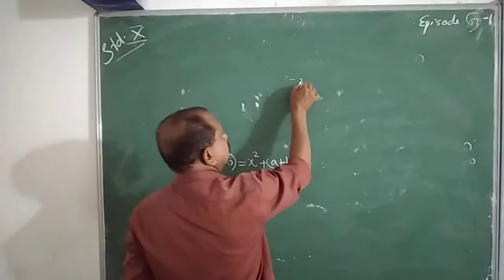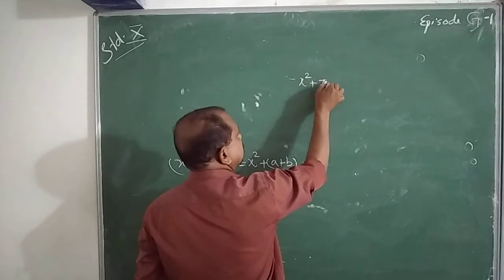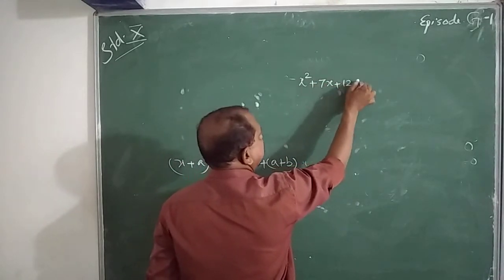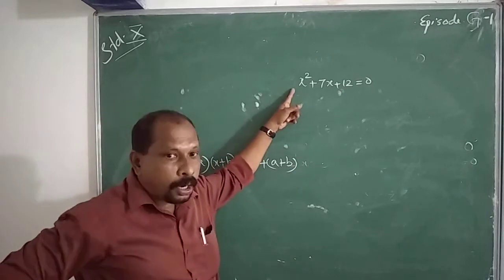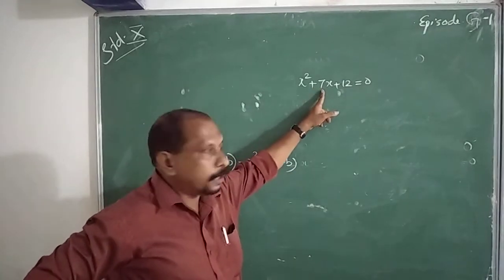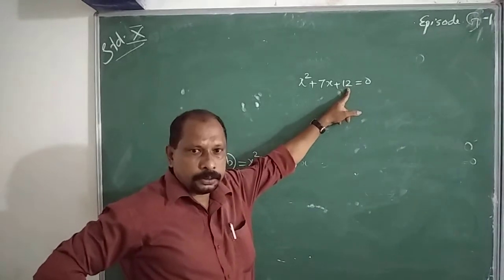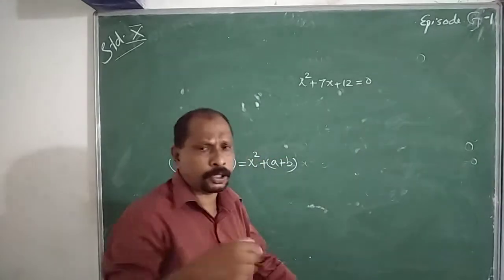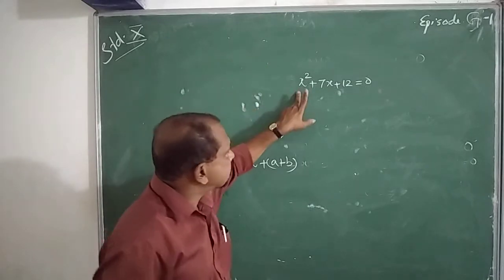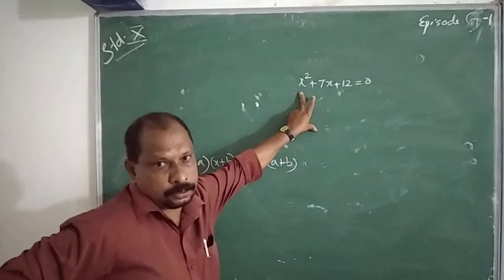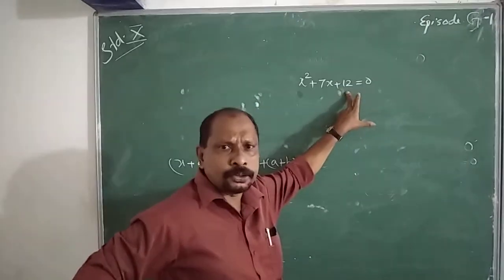That is x square plus 7x plus 12 is equal to 0. That is also quadratic. A is replaced by 1, b is replaced by 7, c is replaced by 12. That is a quadratic expression. That means ax square plus bx plus c is equal to 0. Then the first term is x square, that is a perfect square. But the last term is 12, it is not a perfect square.